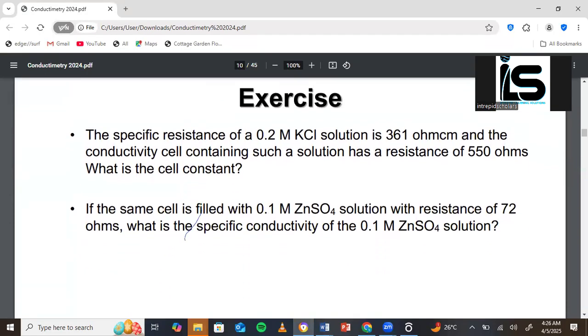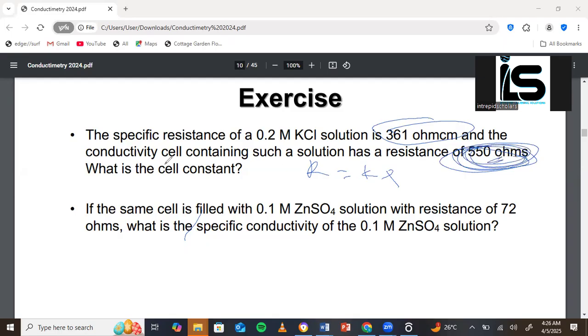Now, an exercise for us to try our hands on. Very simple exercise. The specific resistance of 0.2 molar KCl solution is 361. And the conductivity cell containing such a solution has a resistance of 550 ohms. Calculate the cell constant. So this is a very simple one. And we have the resistance being equal to cell constant times the resistivity. The resistivity has been given here. That's the specific resistance.